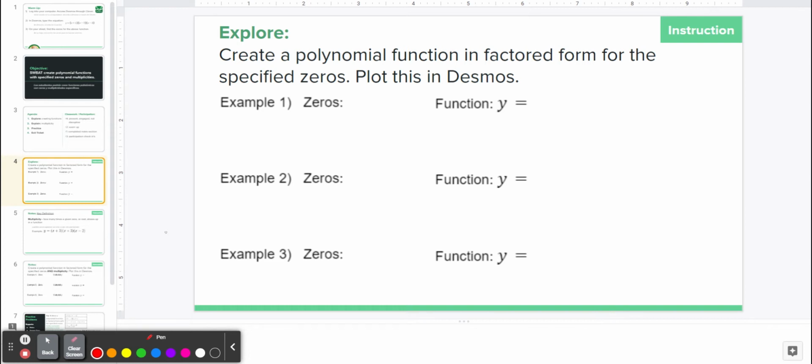So for the first example we're going to do, I'm going to specify zeros at x equals -3 and x equals 1. And what we learned about these zeros yesterday was that they have the opposite sign of what the factors are in the function. So watch how we can write a function in factored form based on this. We'll have x plus 3 times x minus 1. It's as simple as that. We take the sign of the zero and we flip it when we rewrite that in factored form.